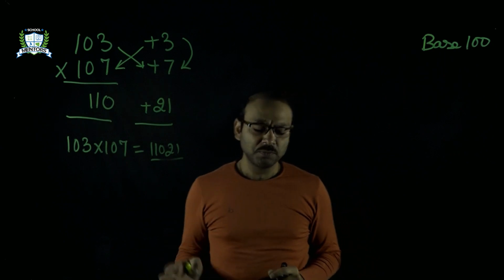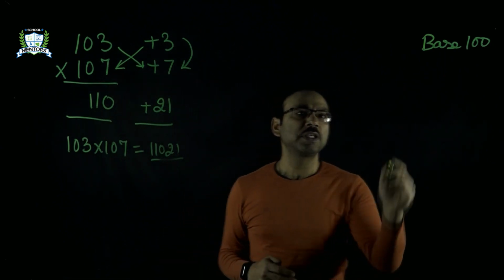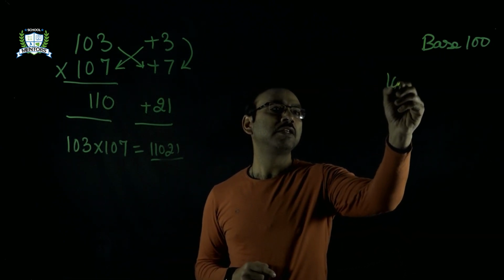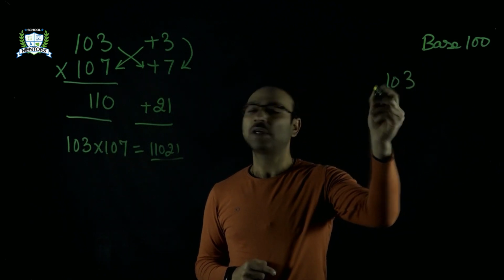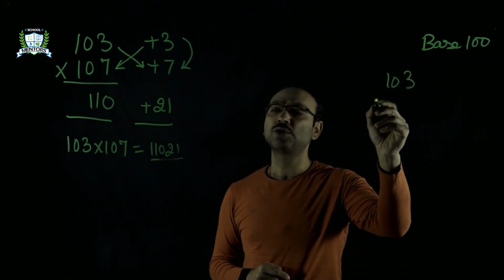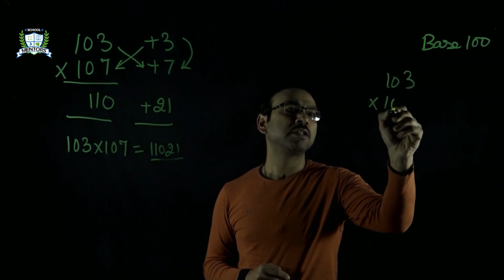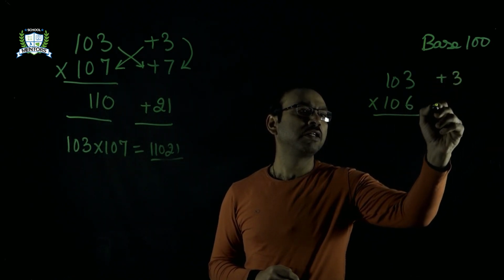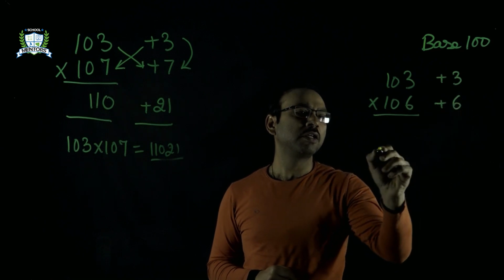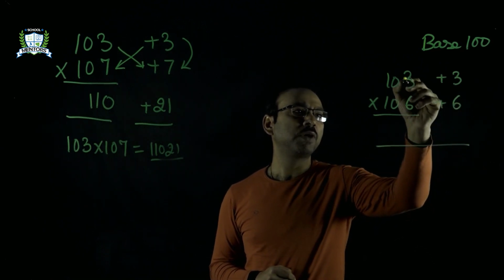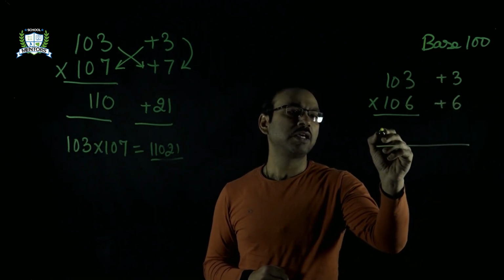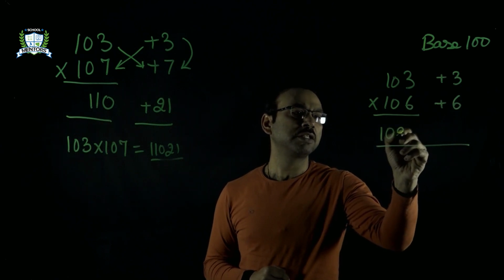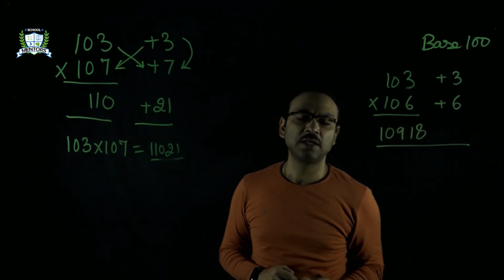ठीक है। So we will take another example for this. Say we are taking 103, we have already taken 107, so let's take 106. So in this case this is 3 more than 100, this is 6 more than 100. So what is our answer going to be? 103 plus 6 is 109. 6 3s are 18. So that's the answer.